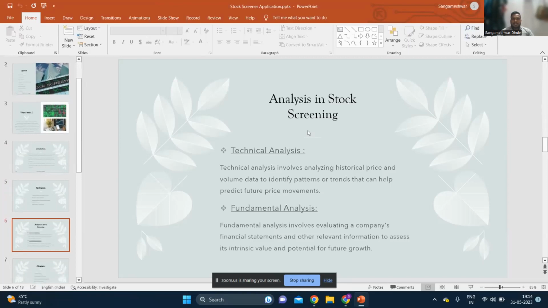Okay, so let's see the analysis in our stock screening. There are two kinds of analysis: technical analysis and fundamental analysis. Technical analysis involves analyzing the historical price and volume data to identify patterns or trends that can help predict future price movements. Let's move on to fundamental analysis. It involves evaluating a company's financial statements and other relevant information to assess its intrinsic value or potential for future growth.